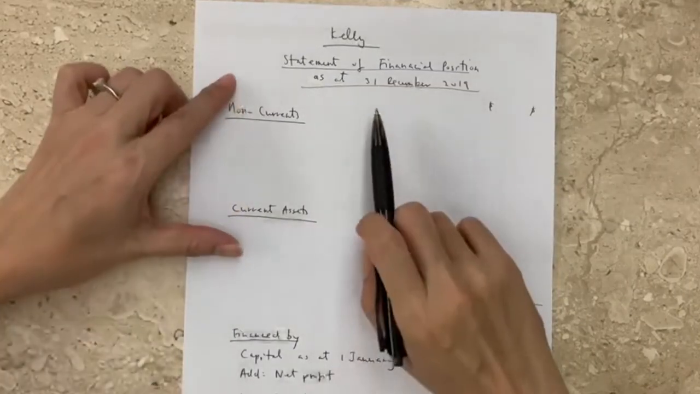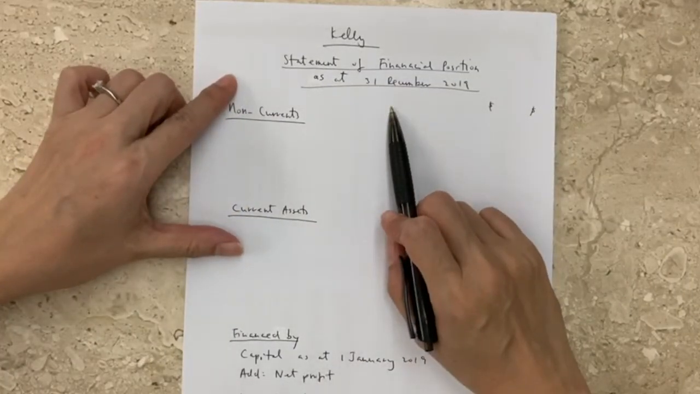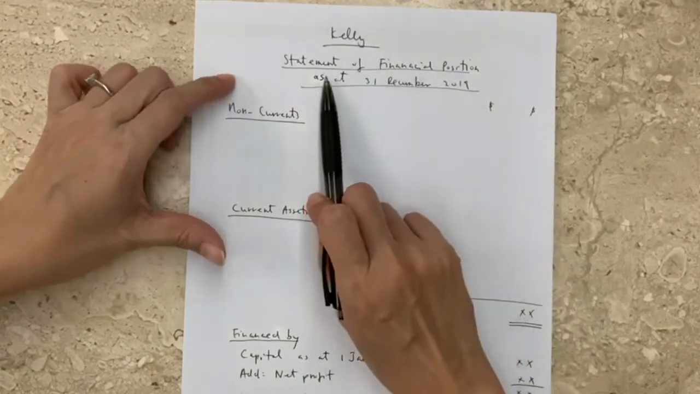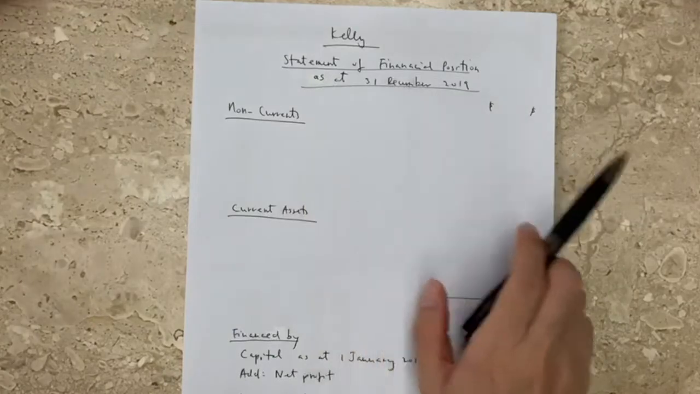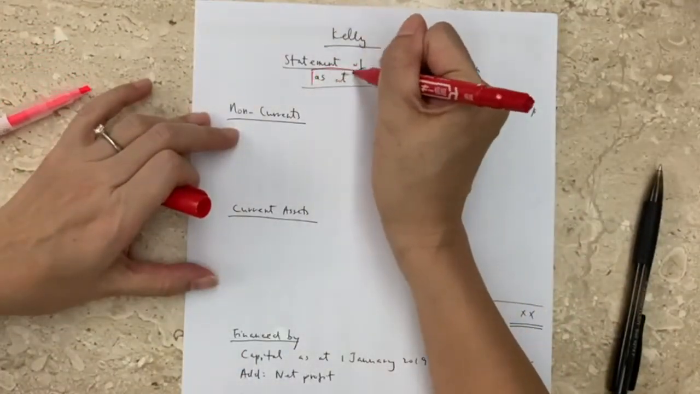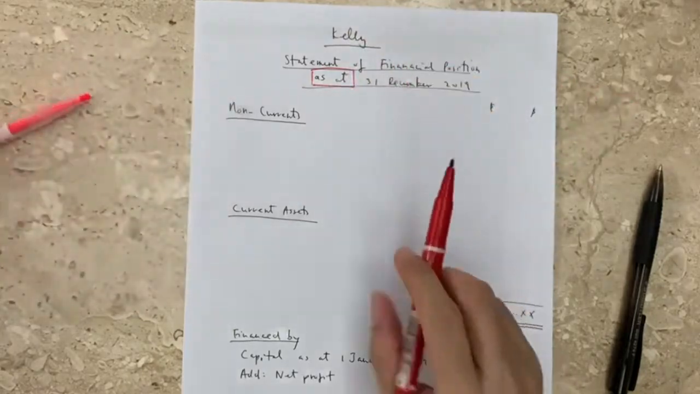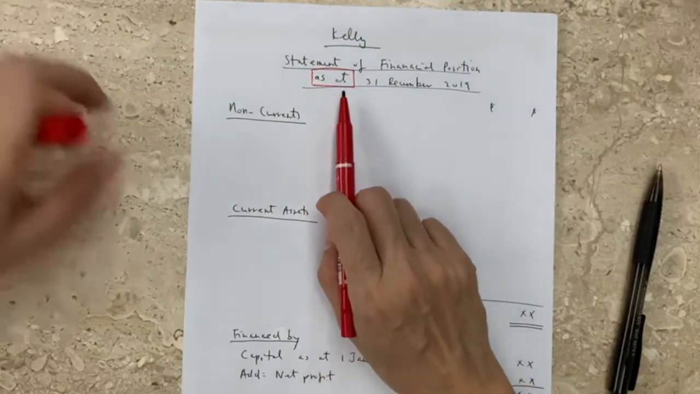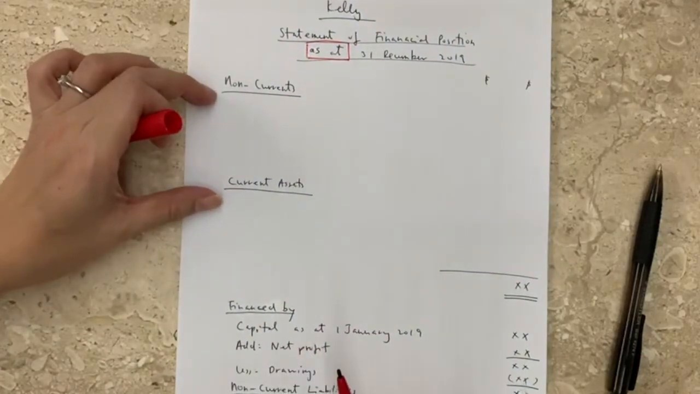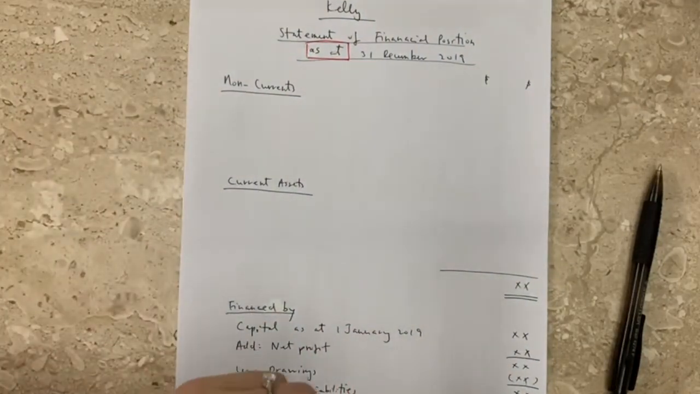Okay, so here we have a proper format for the statement of financial position. We start with the name of the owner, and here is the statement of financial position. And be careful how we show the date here, which is "as at". That means, at 5 p.m. on this 31st December, how much assets do we have and how much capital and liabilities do we have?